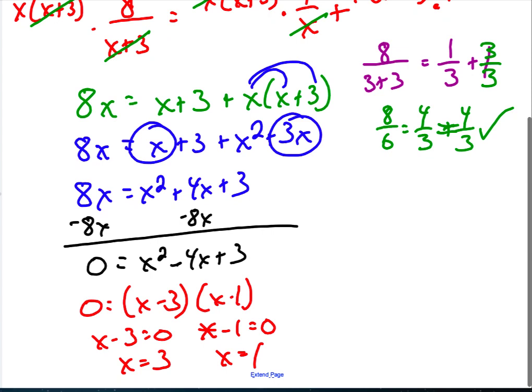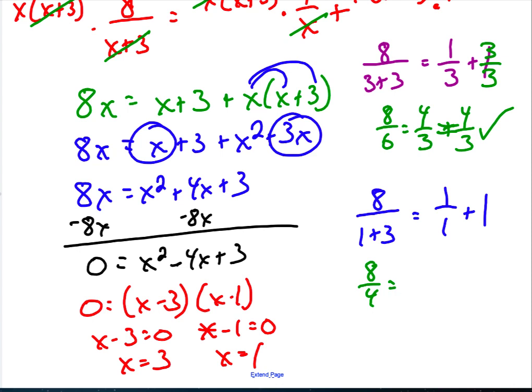Now if I plug in a 1, 8 over 1 plus 3, is that equal to 1 over 1 plus 1? 8 over 1 plus 3 is 8/4, or 2. On the other side, 1 over 1 is 1, plus 1 is 2. So I'm good. So we use that least common denominator in order to help us eliminate our denominators, to rationalize those denominators and make them into whole terms. And then we just simply solve it like we normally would.